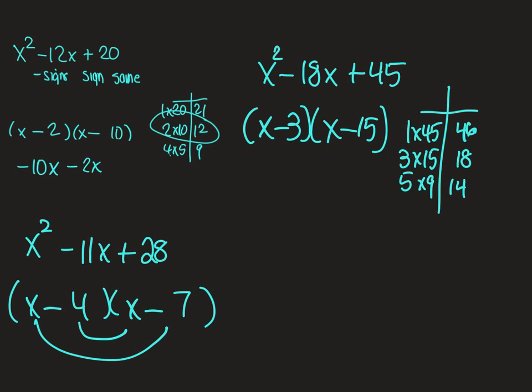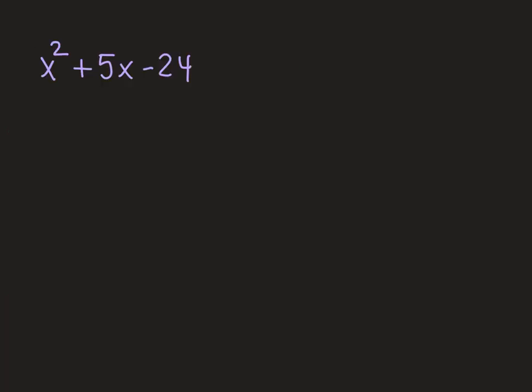But anyway, okay, let's go to our next pattern. In this option, I have a minus sign here in the back, which means the signs will not match, and I'll have one of each. So I'm going to have x plus something and x minus something.